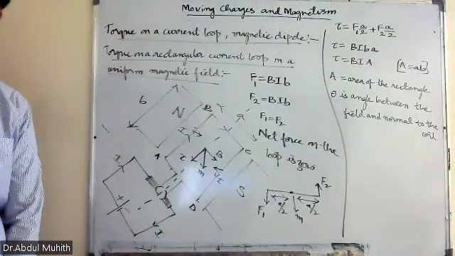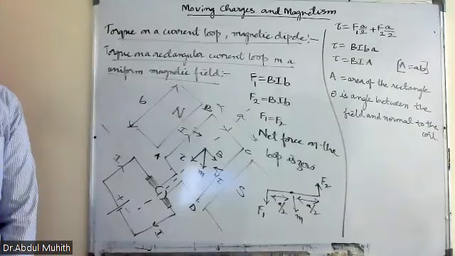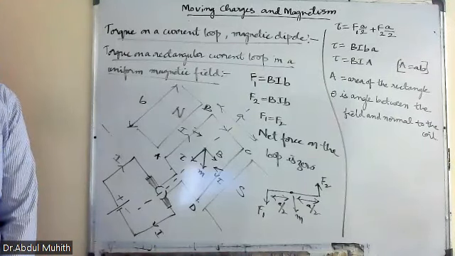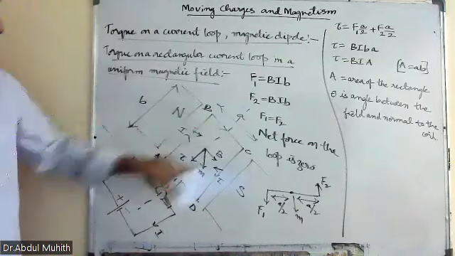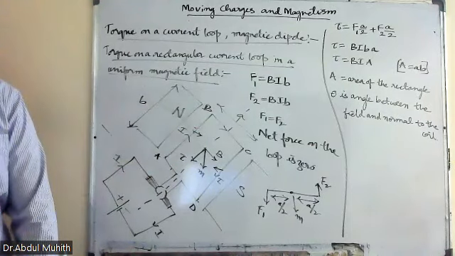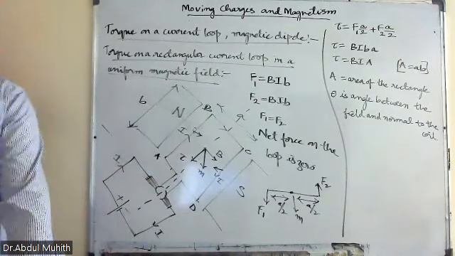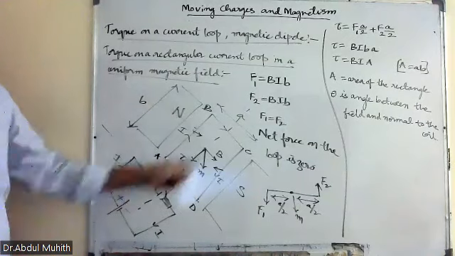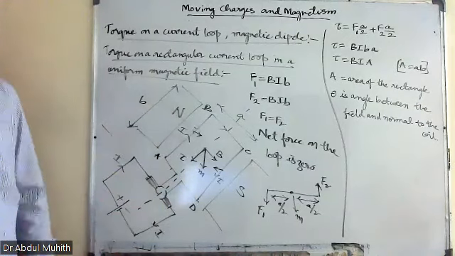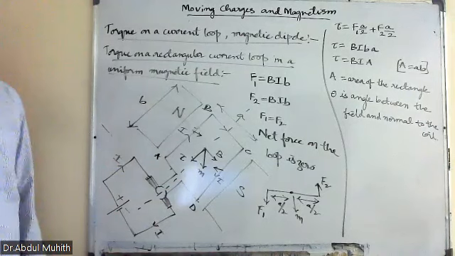The next point: the forces on AB and CD, or rather BC and AD, are equal again. The force here and here are exactly equal and opposite, but they act along the axis. That force is acting along the axis, so it won't contribute anything to the torque.